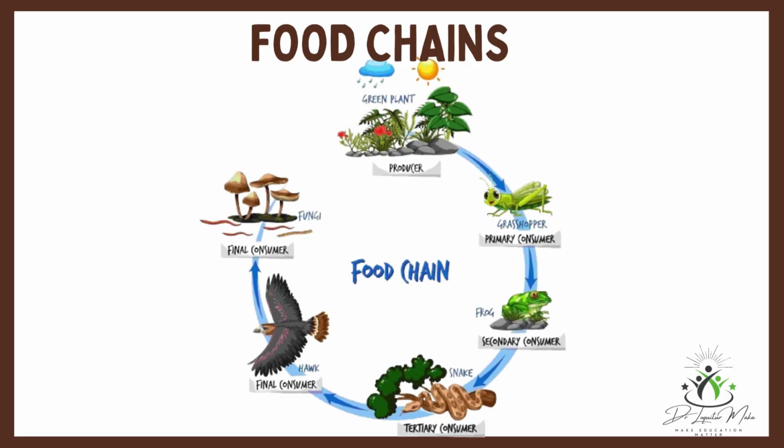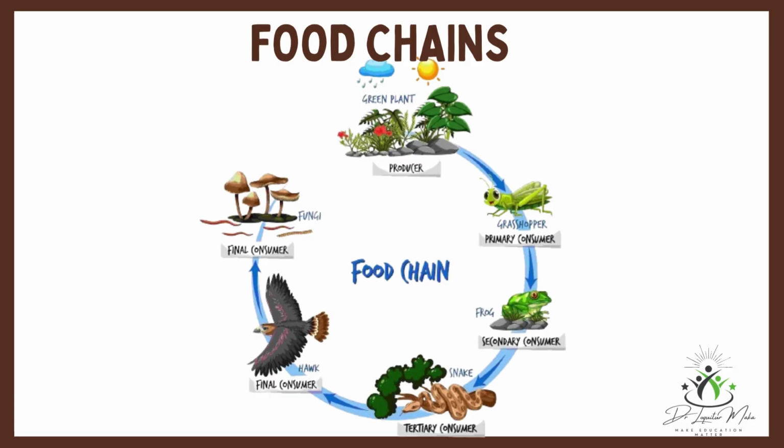Now let's have a look at this. But before we actually discuss what happens in a food chain, I want you to be able to define a food chain. So basically, a food chain is a relationship. But what kind of a relationship? It's a relationship of who eats what in an ecosystem, or the way different organisms interact.